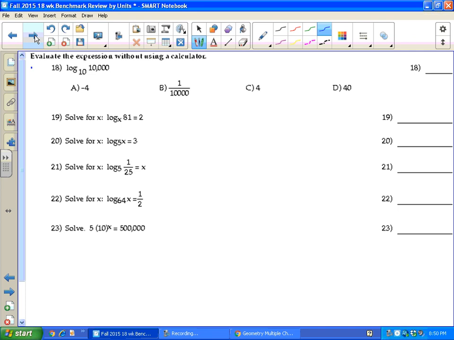Remember, every time you press the log key, you're looking for a power of 10. So 10 to what power x is equal to 10,000? Count your zeros is an easy way, or you can type that in your calculator. The answer should be 4 zeros.